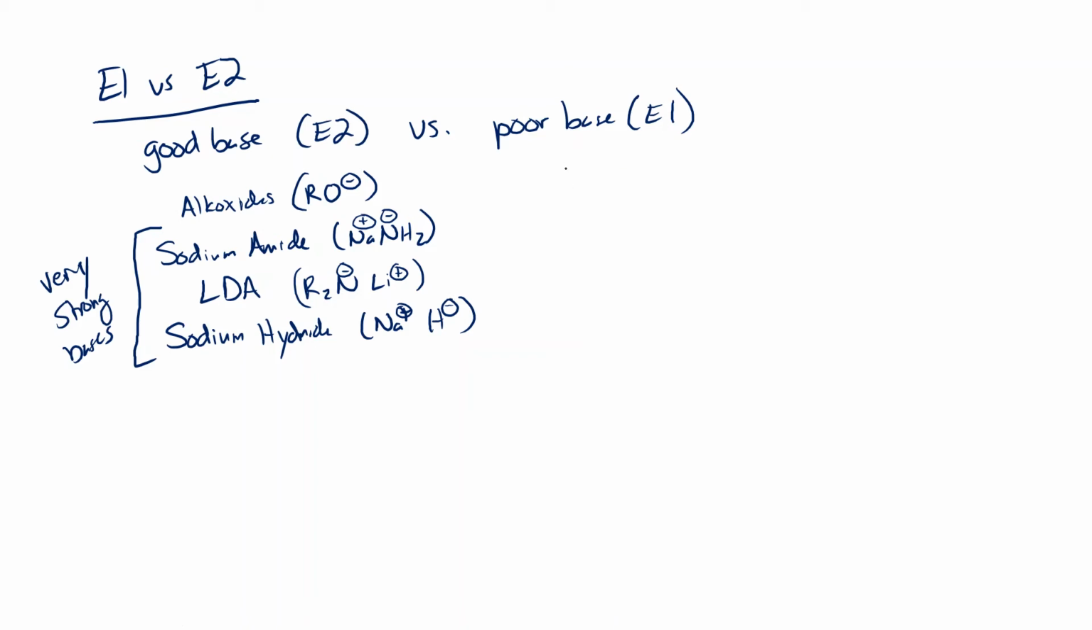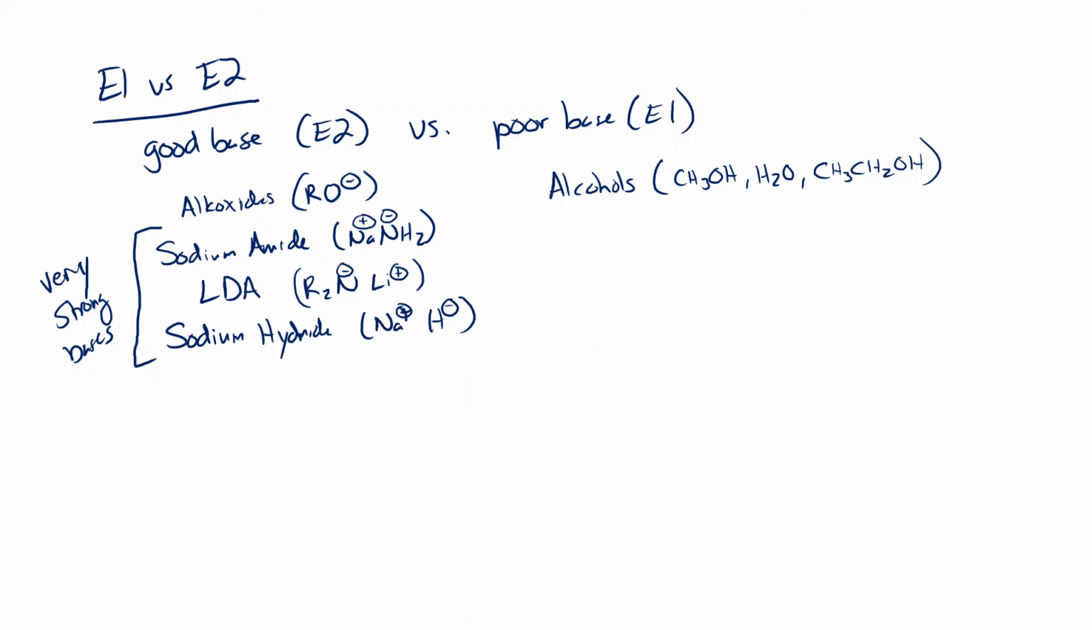The poor bases in E1 are a lot of the same things that we saw in SN1 reactions. So these are mostly going to be alcohols, things like methanol, water, ethanol. Alcohols like that are generally going to be your choice for poor bases in E1 reactions. So we have alcohols, alkoxides. Looking at the conditions, strong bases are generally going to be things that are charged, so negatively charged oxygens, negatively charged nitrogens, and all of that kind of stuff.